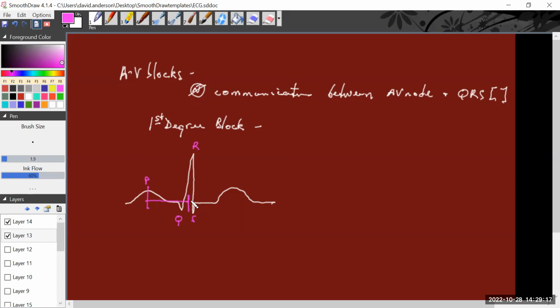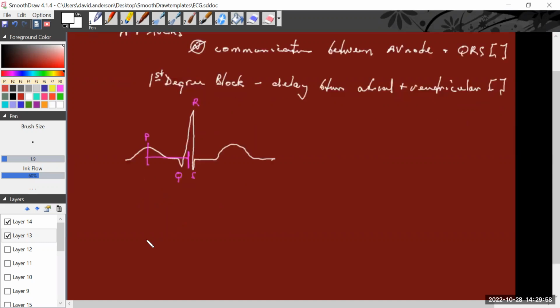That's the PR interval. So in a first degree block, the only thing that might be noticeable is that this PR distance is prolonged. It's a little bit longer. There's a delay between atrial and ventricular contractions. If cardiac output is not affected, which is the case most of the time with this first degree type block, there's no treatment necessary.